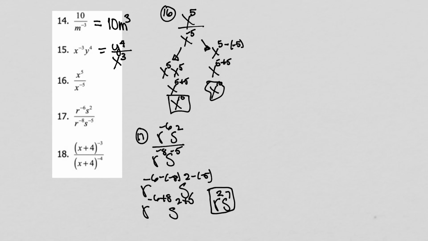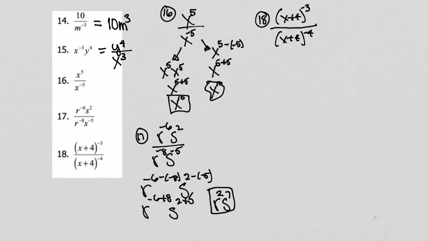And in number 18, well, there's a couple ways to do this one too. You know, I'll write it down here. 18 is this one. It's the quantity x plus 4 to the negative 3. And as I write that, I remember that anything in a parentheses is just considered as one thing. So this is just one thing with a longer name. Maybe give it a nickname, a to the negative 3. And in the bottom, we've got the same base, x plus 4, but now to the negative 4.